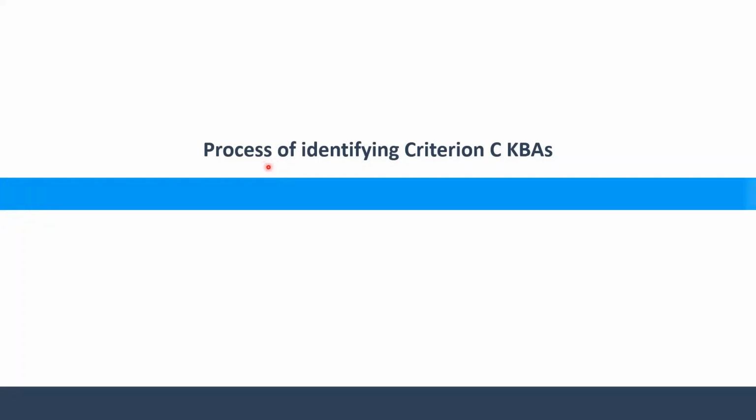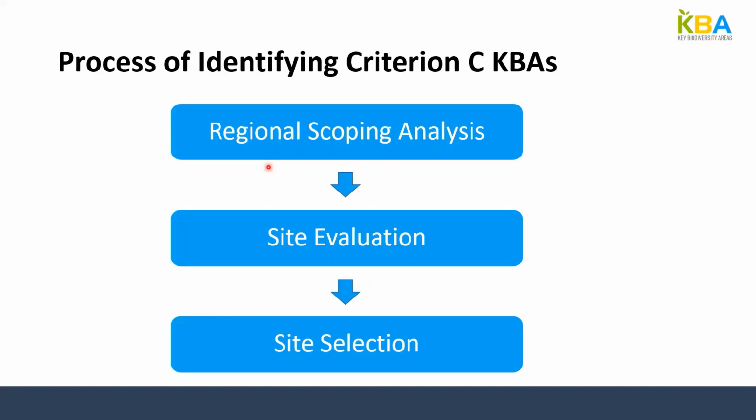All right, so now we're going to start putting everything together and actually talk about the process of identifying Criterion C KBAs. When you start the process of identifying Criterion C KBAs, there are three main steps. The first one is regional scoping analysis. The second step is site evaluation, and the last step is site selection. So let's go over each of these in a bit more detail.